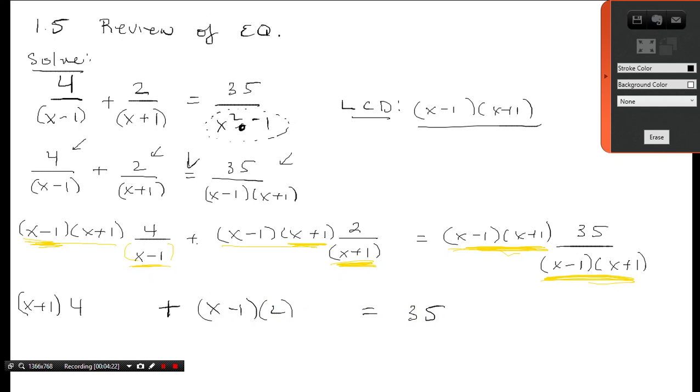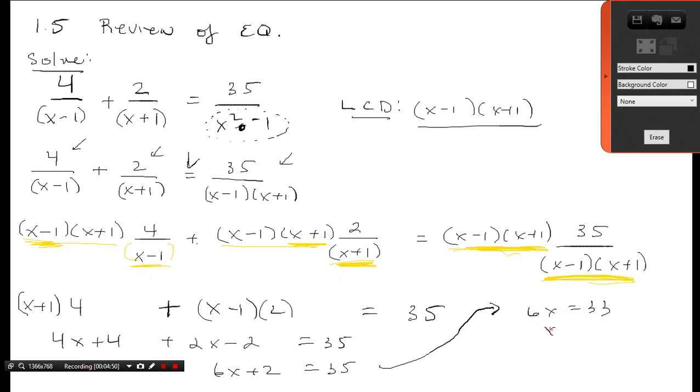Well, now we just got to grind through the mechanics. So let's see. This gives me 4x plus 4 plus 2x minus 2 equals 35. And I always say be careful here. It's so easy to make a really rinky-dink mistake. So when we simplify this down, this will give us 6x plus 2 equals 35. Subtract it over, we end up getting, and since I'm running out of space, I'll put it right here, 6x equals 33.